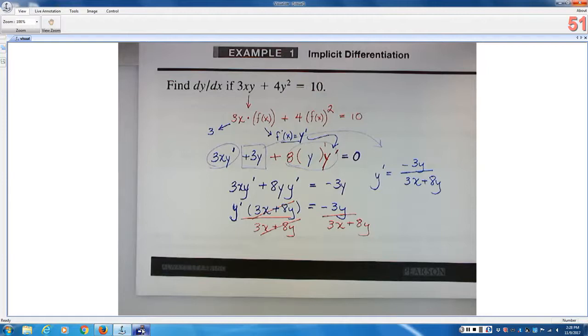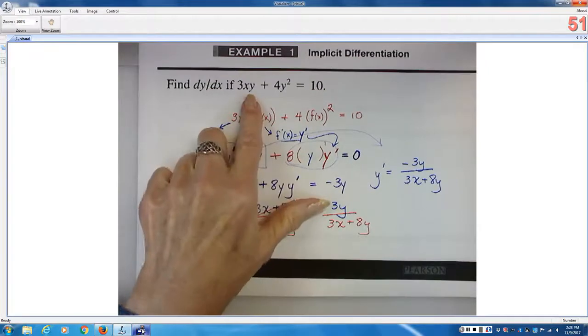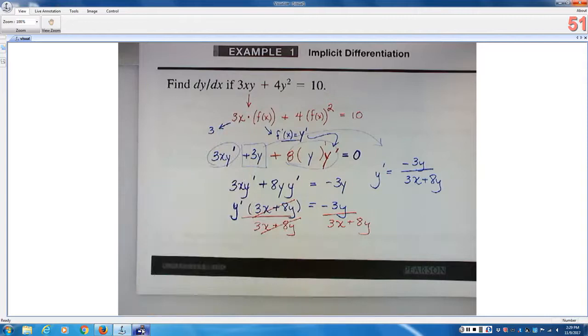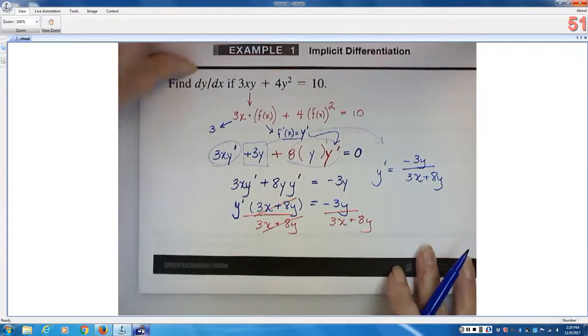Okay? It's just another way to take derivatives. The key to remembering how to do this is every time you see a y, think, okay, that y is a function, therefore it has a derivative. So you take its derivative by calling it y prime. And then other than that, you treat it just like you would any other expression. So let's try another one.